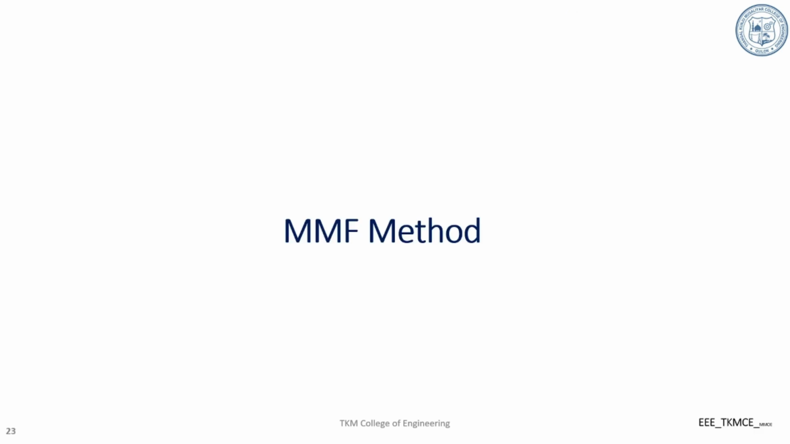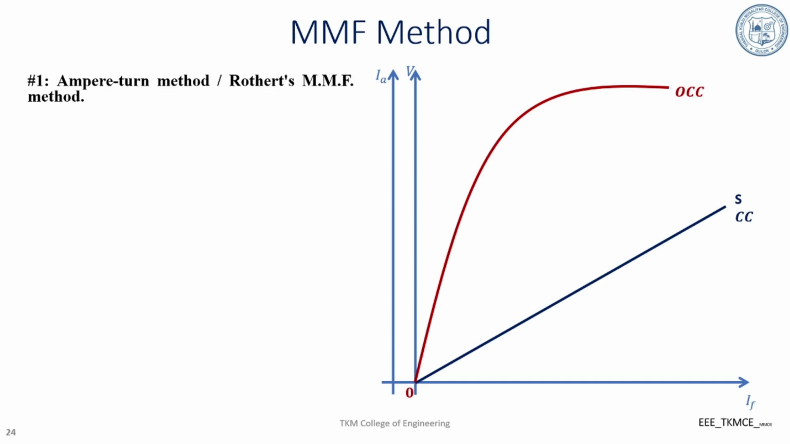Next, we can discuss the MMF method. MMF method is also known as the Ampere turn method or Rothert's MMF method. MMF method is just the converse of the EMF method. In the EMF method, out of the total synchronous reactance, armature reaction reactance is treated as additional leakage reactance. But in the MMF method, leakage reactance is treated as additional armature reaction reactance. The voltage regulation obtained by means of the MMF method is less than the actual. Therefore, the MMF method is known as the optimistic method.